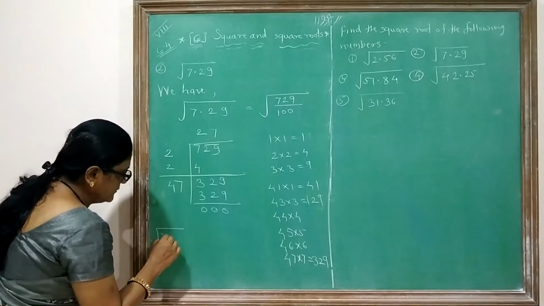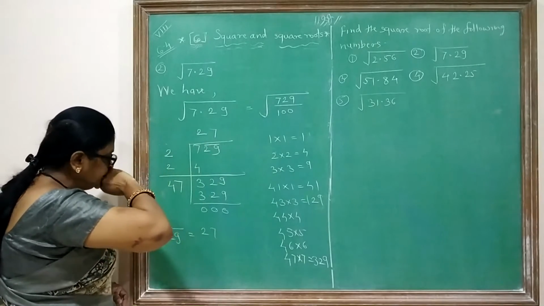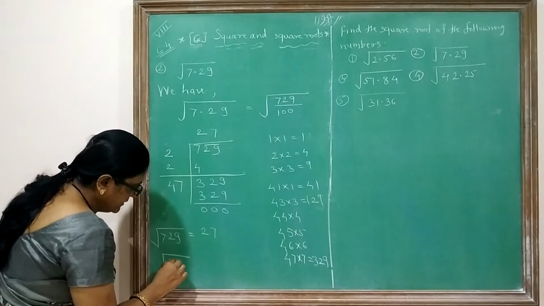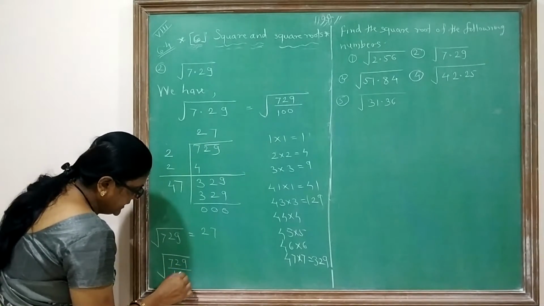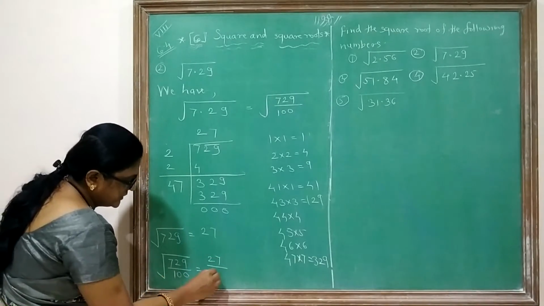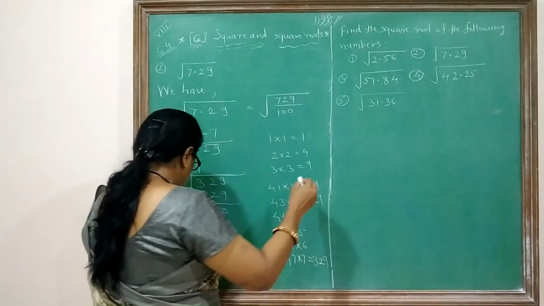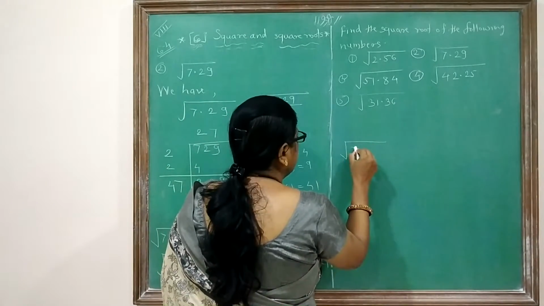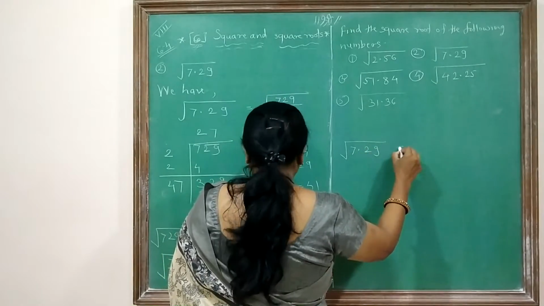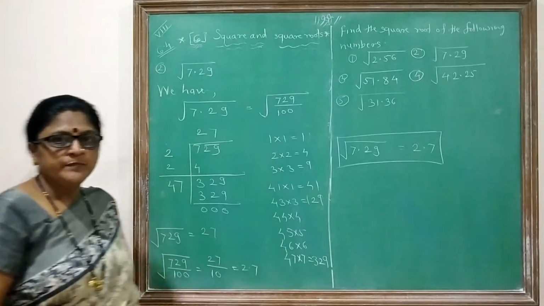Means your square root of 729 is what? 27. Then you will put here square root of 729 divided by 100, you will get 27, its square root is 10, and you will get 2.7. Then your last answer is what? Square root of 7.29 equal to 2.7, and this is your final answer.